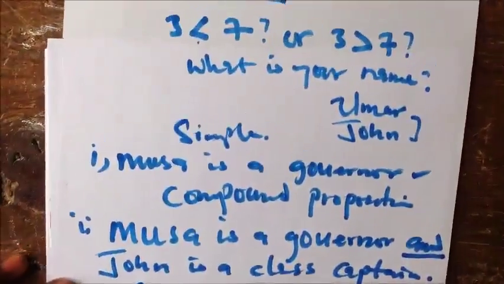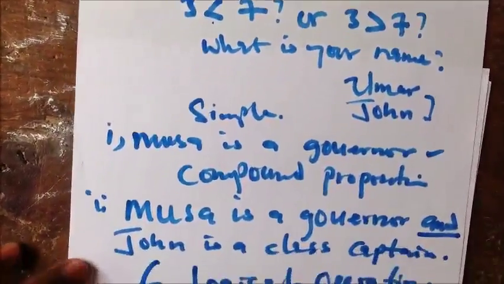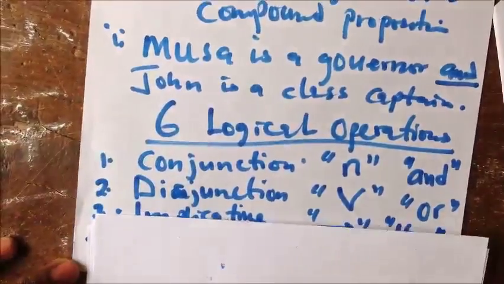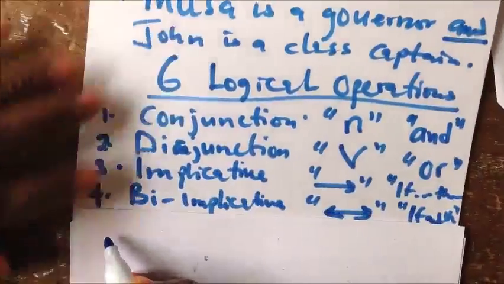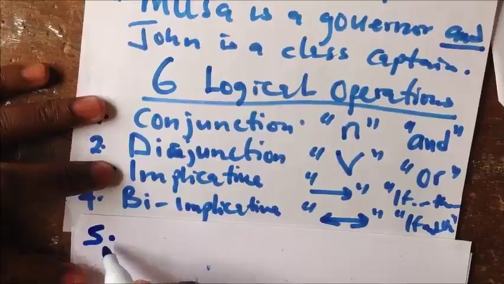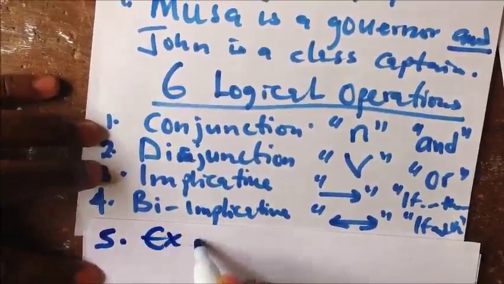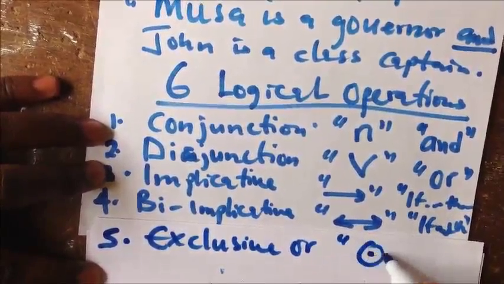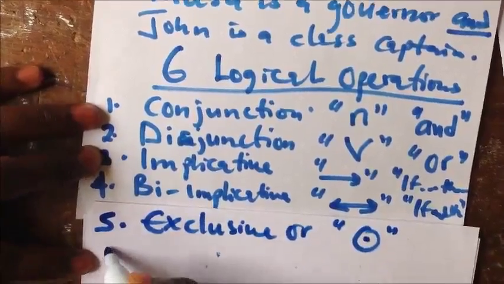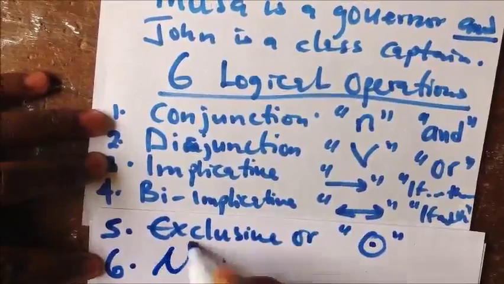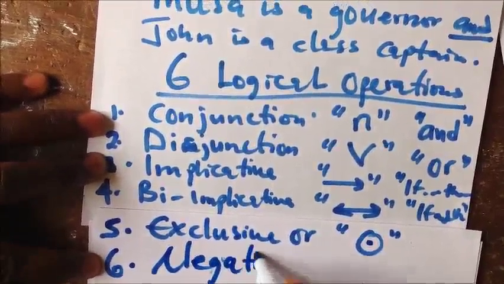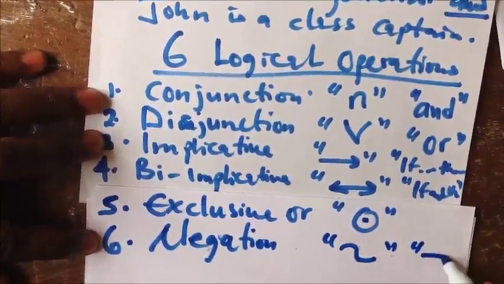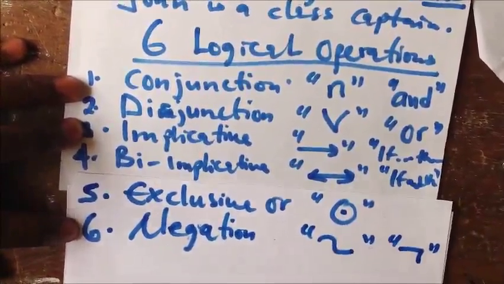Now, we said we have 6 connectives, right? So we are going to continue with the rest. Number 5 is the exclusive "or", and this is the symbol of exclusive "or". Then number 6 is negation. This is the symbol of negation. We have 2 symbols you can write for it.